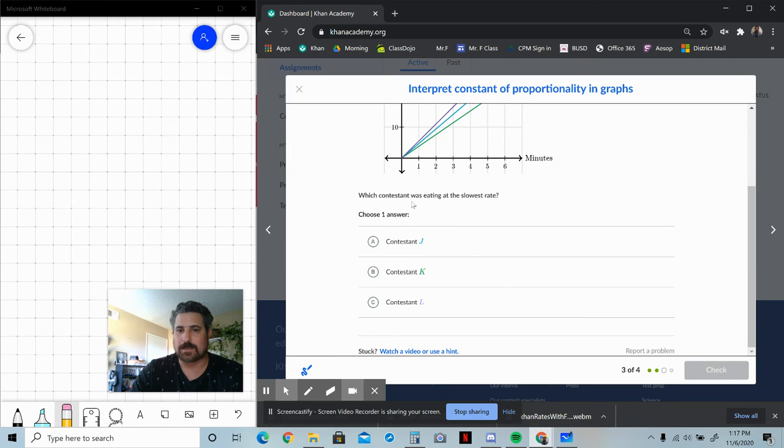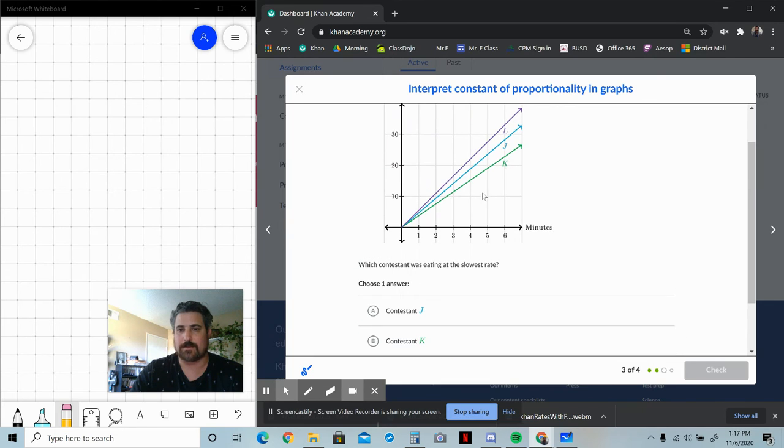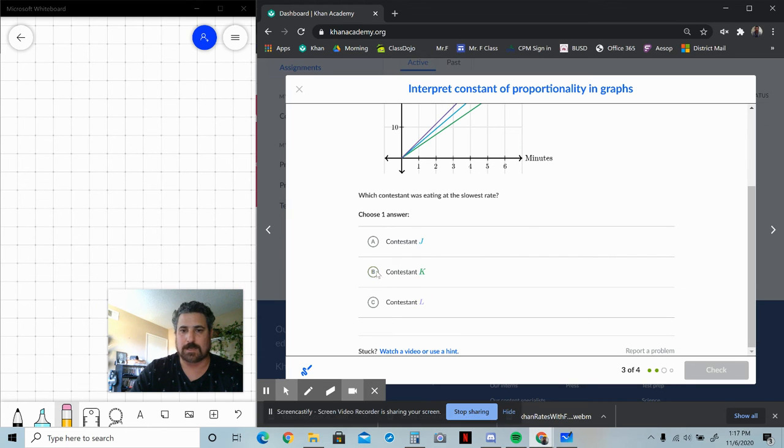So which contestant was eating at the slowest rate? Well, K. K's eating at the slowest rate. His line is going at the slowest rate. It's the least steep, and we can see the other ones are increasing at a faster rate. So if you think about comparing rates, K is going to be slower than L or J. So contestant K.